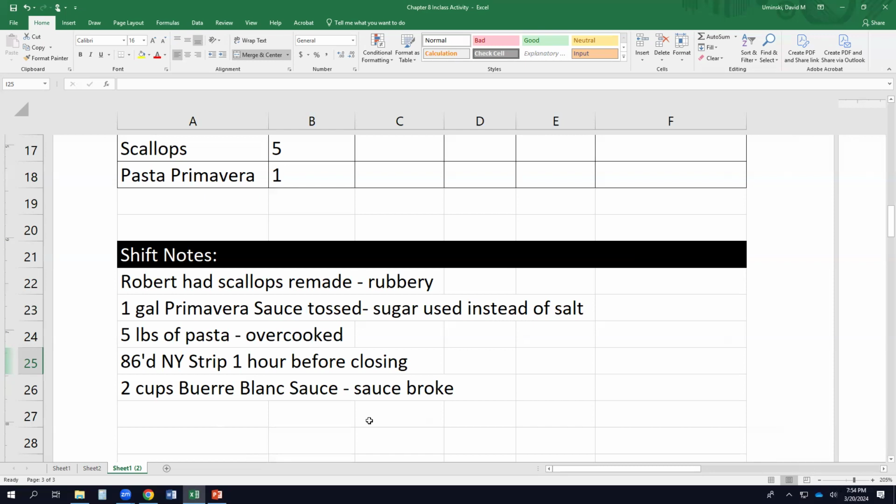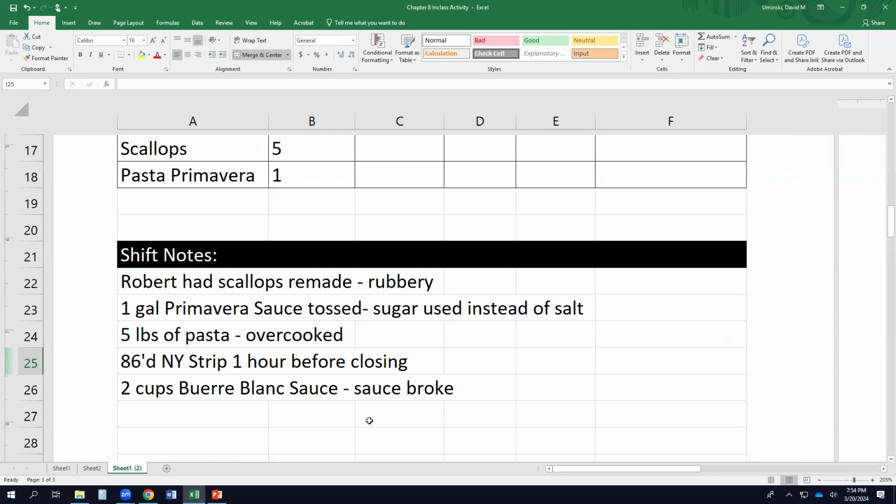All right. So scallops, they're expensive. And so we potentially might have to retrain somebody to say, hey, if this is a problem that's happening over and over again, David, I noticed that every shift you have at least 1 order of scallops that comes back rubbery. We need to work on this.